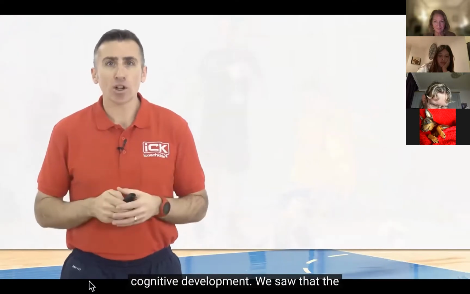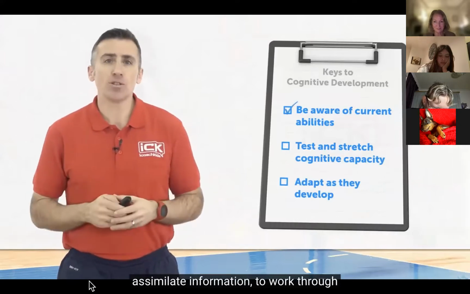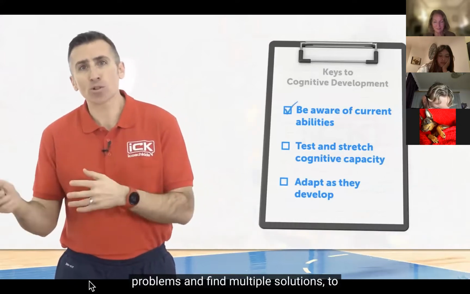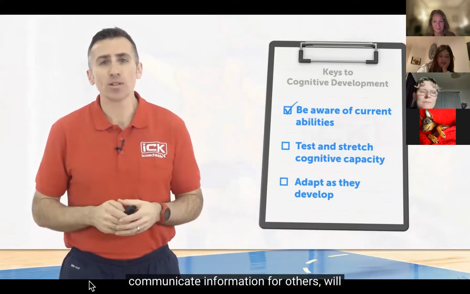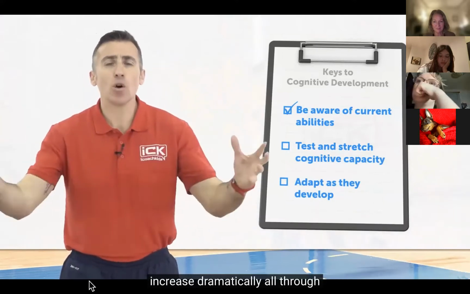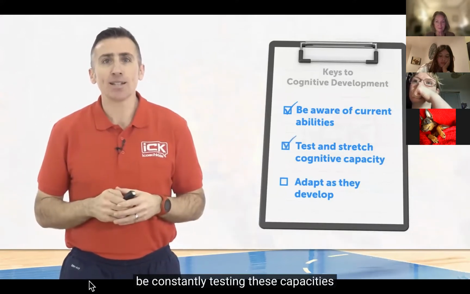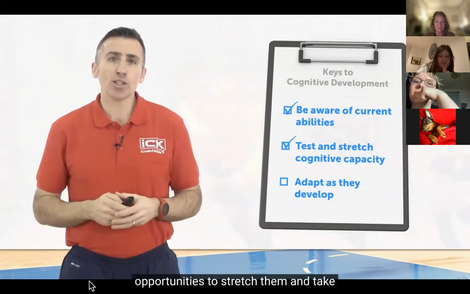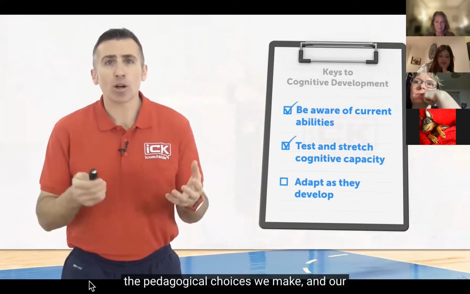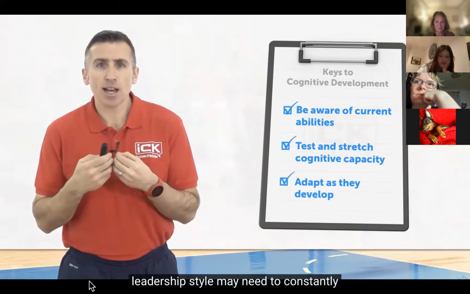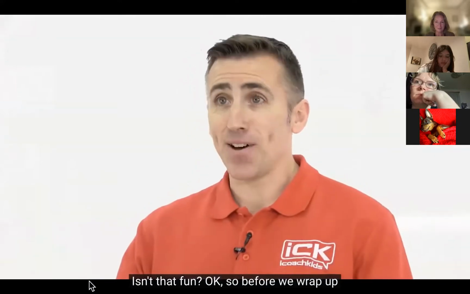Finally, we looked at cognitive development. We saw that the capacity of children to receive and assimilate information, to work through problems and find multiple solutions, to use abstract thinking, and to produce and communicate information for others will increase dramatically all through childhood. Again, as a coach, our job is to be constantly testing these capacities and to be on the lookout for opportunities to stretch them and take them to new levels. The activities we use, the pedagogical choices we make, and our leadership style may need to constantly adapt to this ever-changing landscape. Isn't that fun?